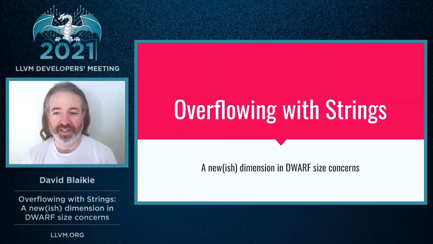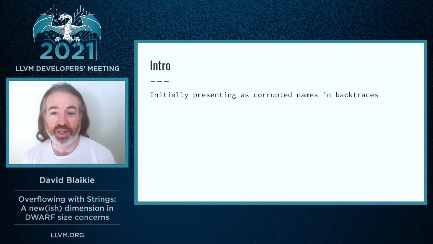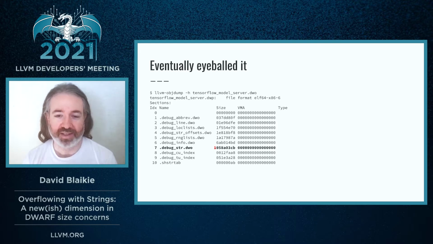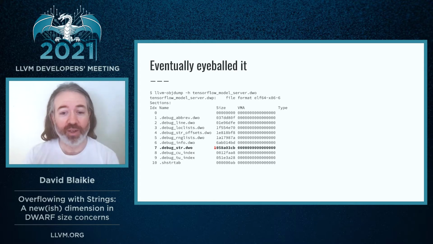Hi there. So we're speaking a little bit about a somewhat new, to me at least, dimension in DWARF size concerns, specifically around strings and overflows with strings. This initially presented as corrupted names in backtraces using DWARF parsing and LLVM's DWARF parsing and generation. Eventually I noticed that the debug string.dwo section in a DWP was larger than 32-bit int max, and it really stands out there in the dump. That told me that the string offsets in DWARF would be overflowing or otherwise unable to represent all of the strings that are in that string section.